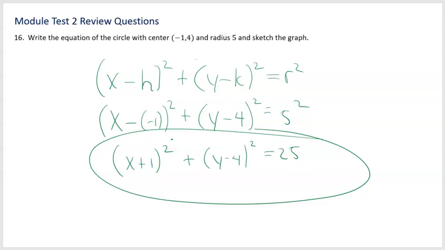No need to multiply it out. If you do your quick check and think backwards, notice the center's negative 1. Change the sign. Negative 1, positive 4 is exactly what was asked of us. And the square root of 25, which is 5, is our radius.